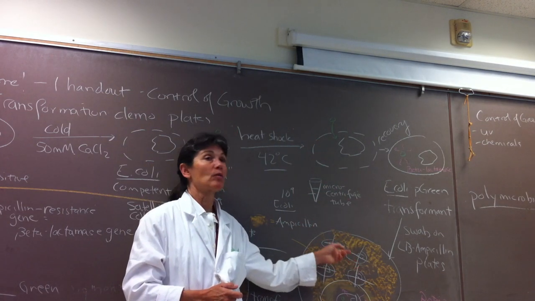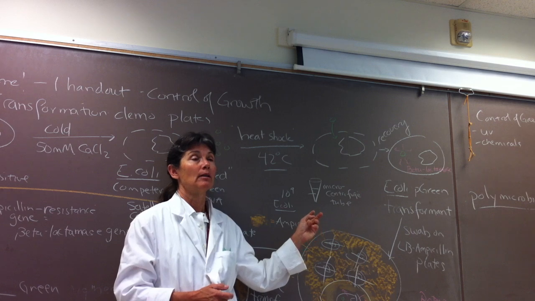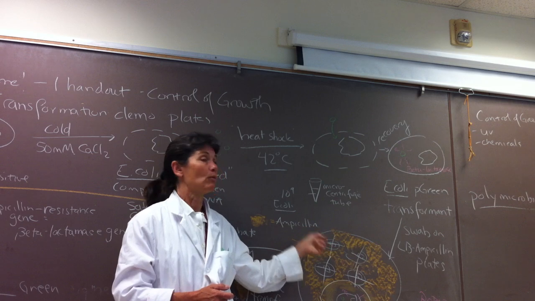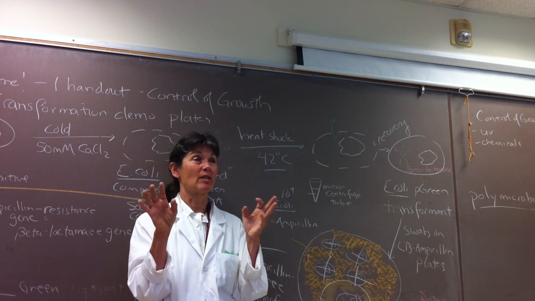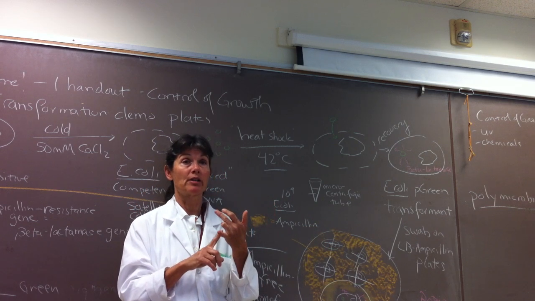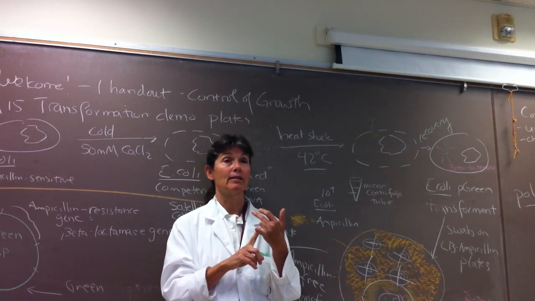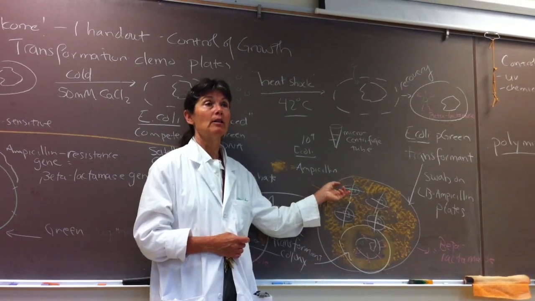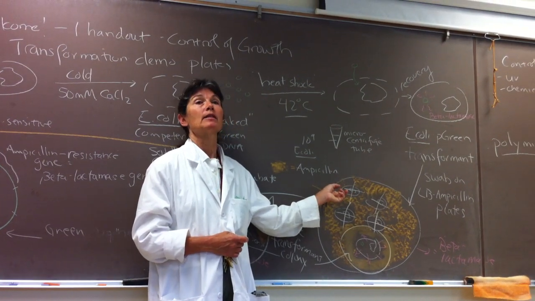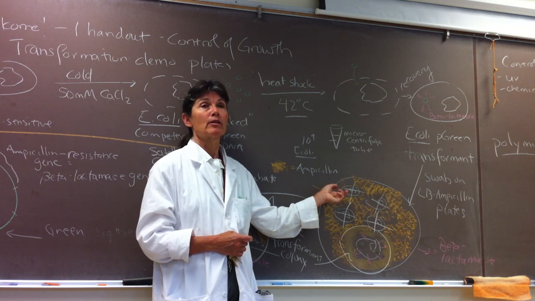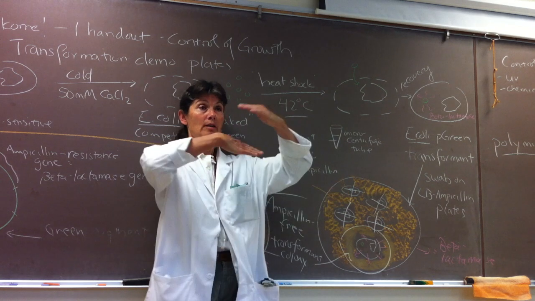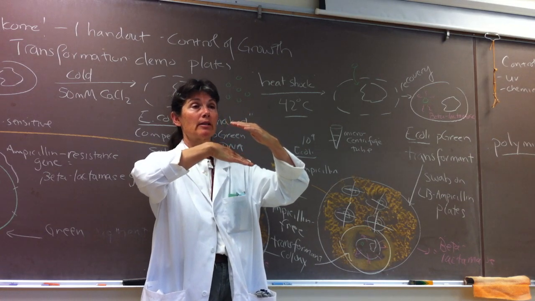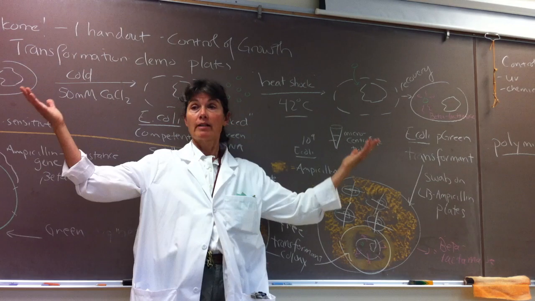Why were the non-transformants killed? What I'm asking you here is the mechanism by which beta-lactams kill bacteria, not beta-lactamase. They bind to bacterial transpeptidase and block the ability of the bacterium to cross-link the peptidoglycan. And if we don't cross-link peptidoglycan, what's going to happen to the bacterium? Osmotic lysis.